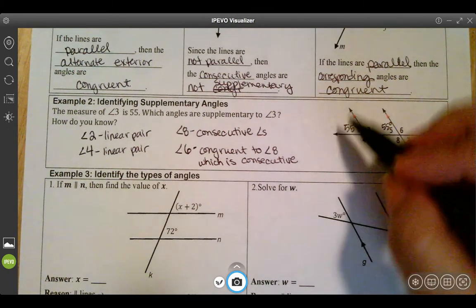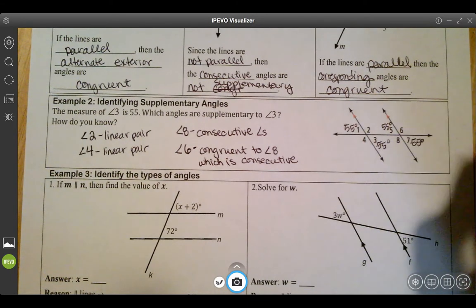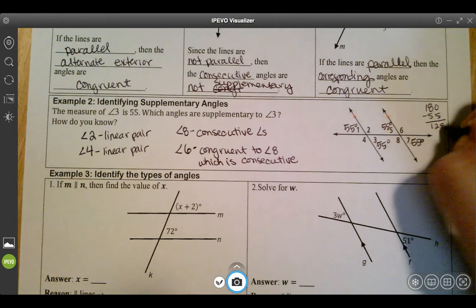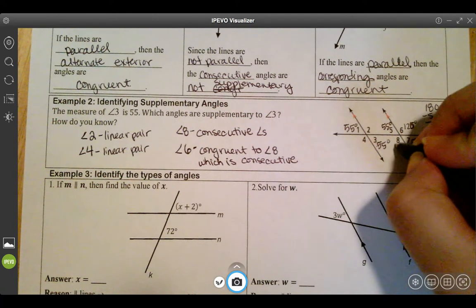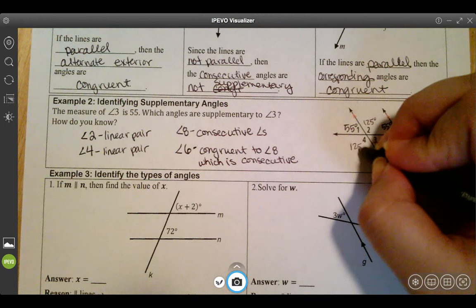So we marked already here all of our congruent angles. What is the value of our supplementary angles? What's the angle measure? Well, we have 180 minus 55 gives us 125. And that tells me that all 4 of these remaining angles are 125 degrees.